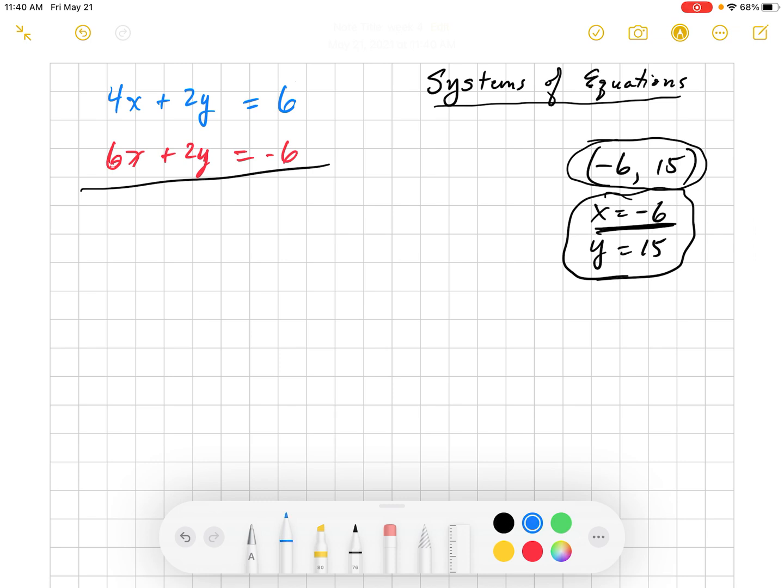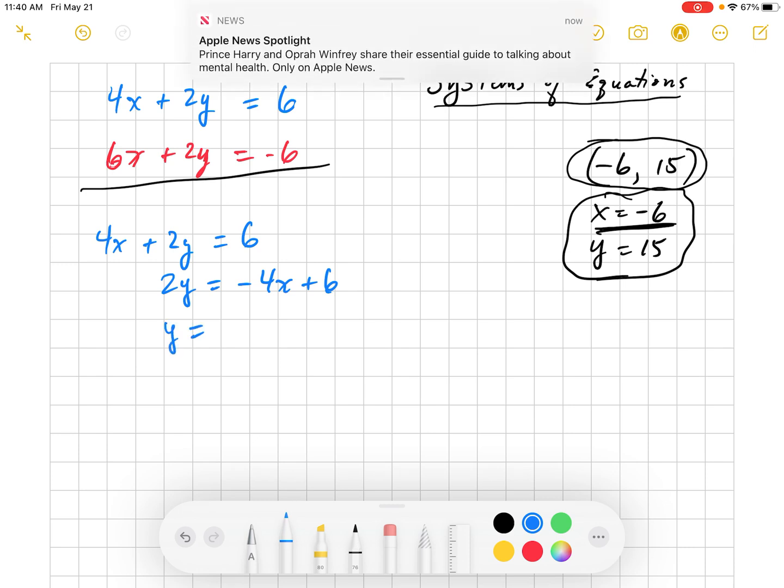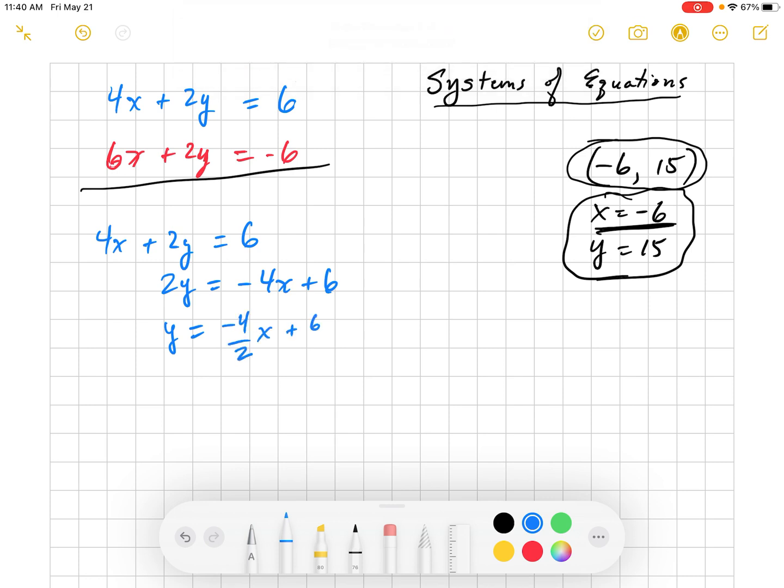So let's take the first equation, 4x plus 2y equals 6. We're going to put that into what we call slope-intercept form, so we're going to isolate the y. That way we can see what the slope is and what the y-intercept is. If we move the 4x to the other side, we have 2y equals minus 4x plus 6. All I did was subtract 4x from each side. Then we divide through by 2, and we have y equals negative 4 over 2 x plus 6 over 2, which is really y equals negative 2x plus 3.